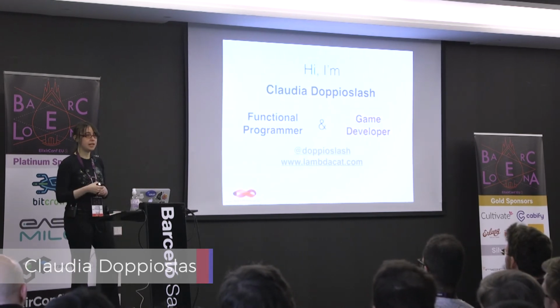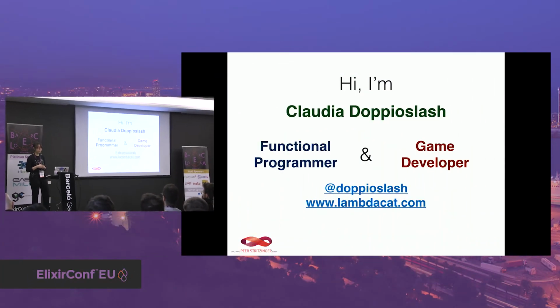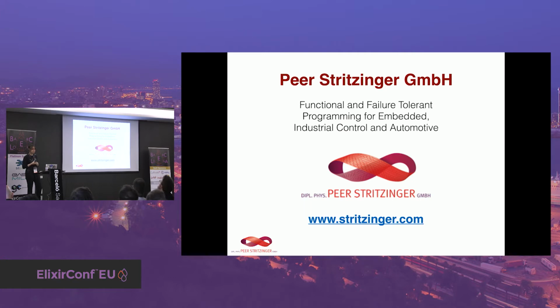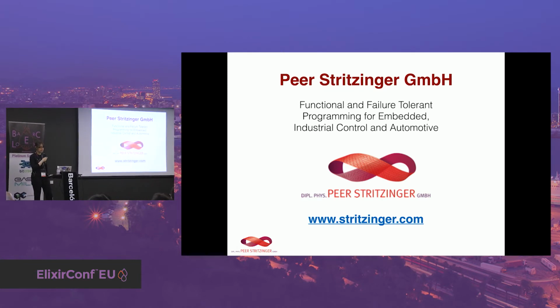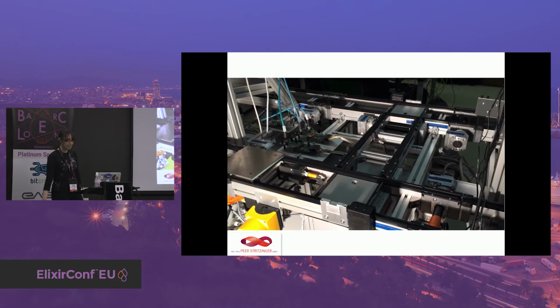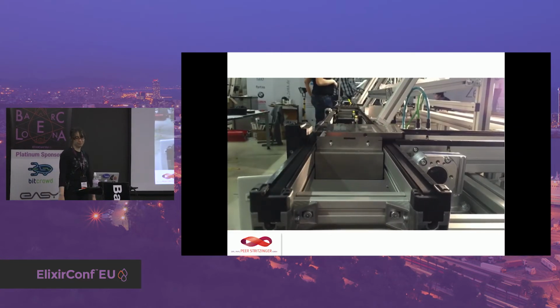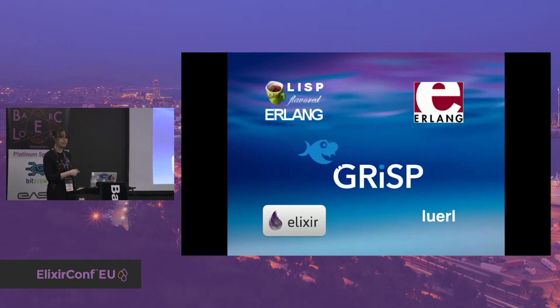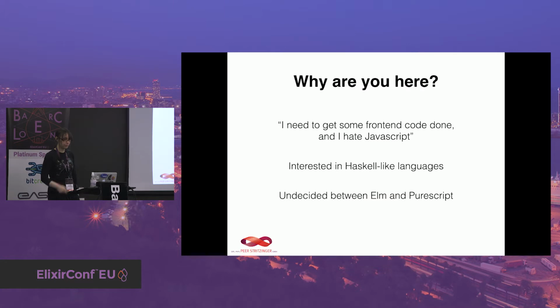I am Claudia Doppioslash. I'm a functional programmer and a game developer, and I write on Lambda Cat about functional programming. I work for Pestritzinger GmbH, where we build embedded Erlang solutions for industrial control in the automotive industry, like this sort of stuff, like this smart conveyor belt, which is actually running Erlang. It's running the beam. And we also make an Internet of Things embedded board, which is about to come out. And you can run any language that runs on the beam on it, including Elixir. So I got Wi-Fi and a lot of stuff, and it's bare metal, so maybe check it out.